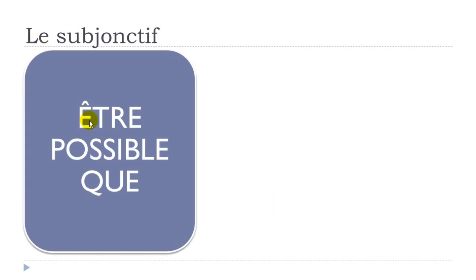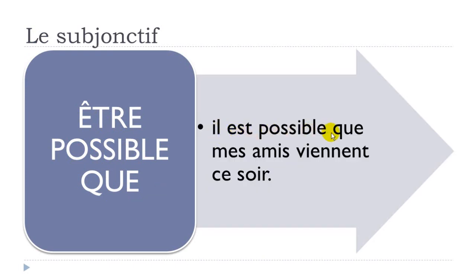Okay, so une possibility, let's see what we've got. The structure could be être possible que, to be possible, and then que, as usual, remember. So, for instance, il est possible que mes amis viennent ce soir. Il est possible que could be translated as it is possible that, mes amis, my friends, and then venir, to come. This form here is the subjunctive form, ce soir, tonight. So in that case, you should put your verb at the subjunctive.